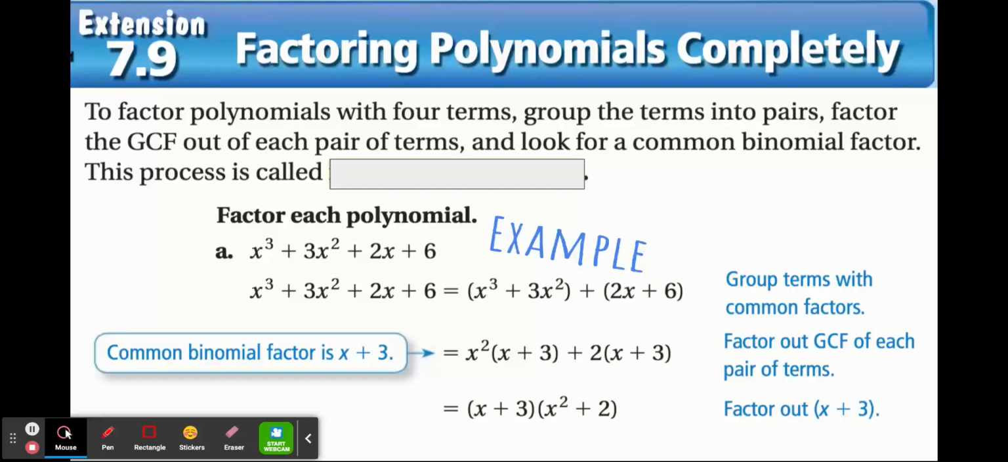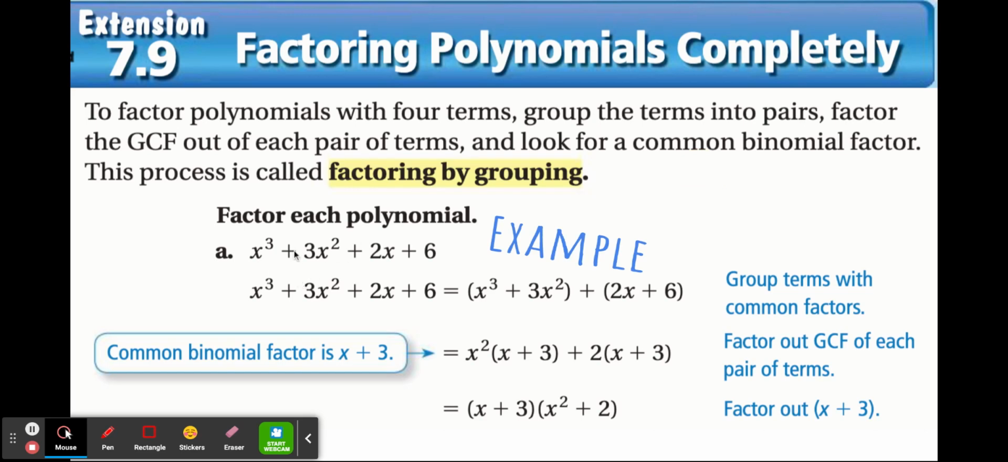Okay, extension 7.9, factoring polynomials completely. To factor a polynomial with 4 terms, we're going to group the terms into pairs. We're going to factor the GCF, greatest common factor, out of each pair of terms. Look for a common binomial factor. This process is called factoring by grouping.